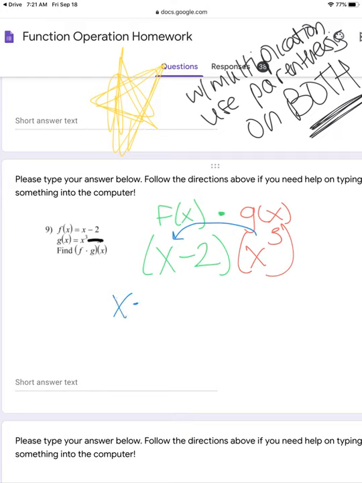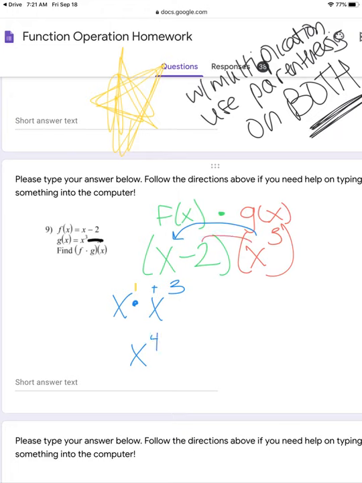X times x cubed. Remember, when we multiply variables, we add their exponents. So pretend there's a little 1 here, because if it's just x, it means x to the 1. So pretend there's a little 1 there. Now, what I do is I have x, and I just add my exponents, so 1 plus 3 is 4, okay?